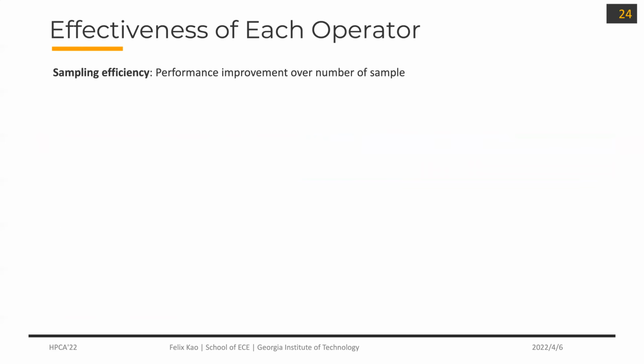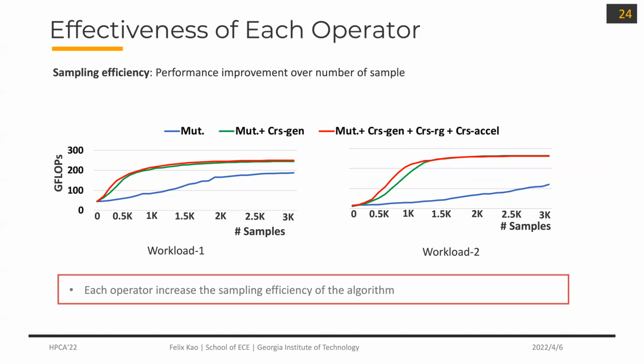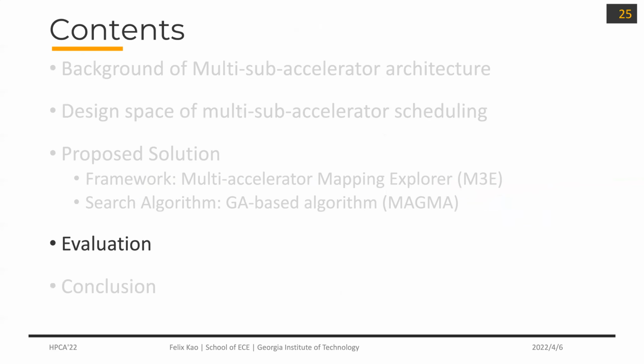We can often judge a search algorithm by sampling efficiency. Essentially, it is about how fast it converges and how good a point it converges to. Here we show the convergence curve of 2 cases, where the y-axis is the throughput and the x-axis is the number of samples. We can see that mutation only performs badly, and when we incrementally add a designed operator, it converges faster and better. Each operator increases the sampling efficiency of the algorithm.